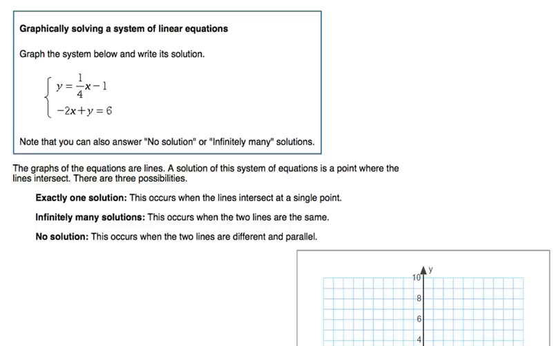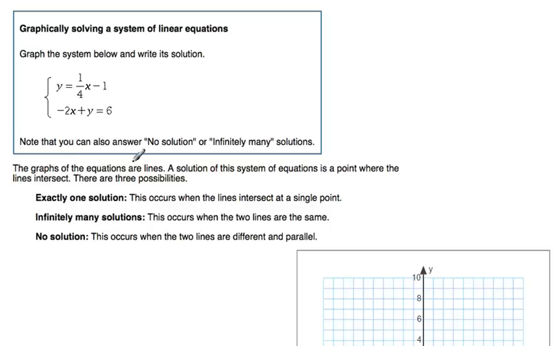Okay, this problem is from Module 6. It's graphically solving a system of linear equations. The problem asks that we graph the system below and write a solution. Our two equations are y equals 1/4 x minus 1 and negative 2x plus y equals 6. Note that you can also answer no solution or infinitely many solutions.